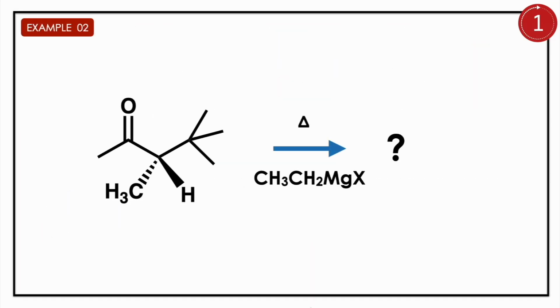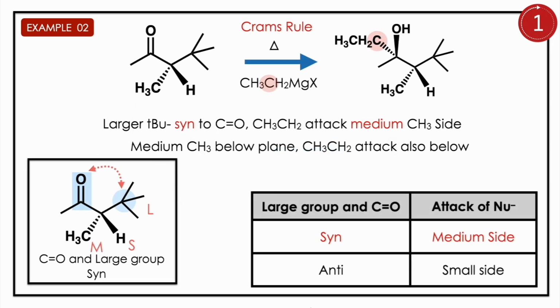Then the next example. Here you have a ketone, one side methyl group, another side you have a chiral carbon, hydrogen above the plane, methyl below the plane, and a tertiary butyl group on the other side. So basically a chiral carbon, heating, and the Grignard reagent you are using is ethyl magnesium halide. You should find what will be the final product.